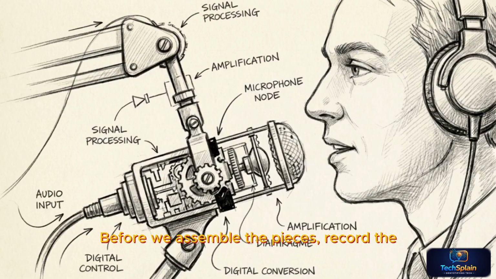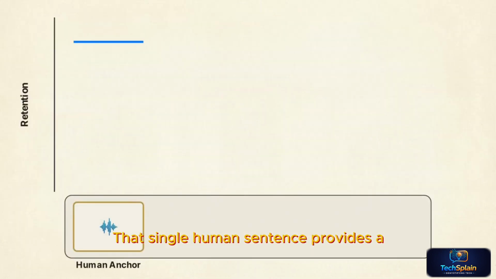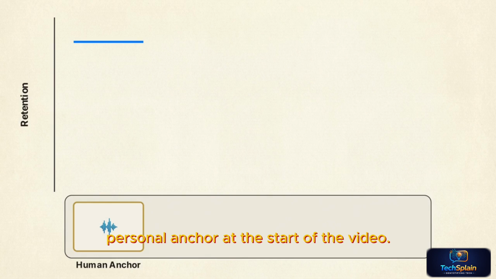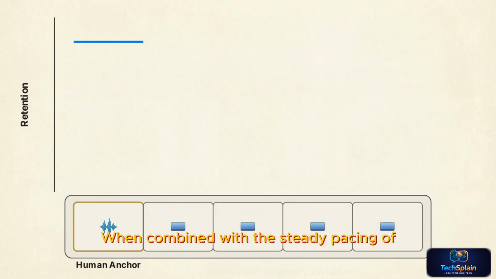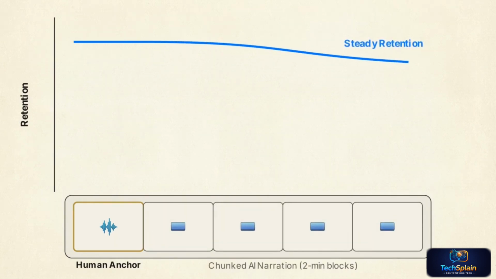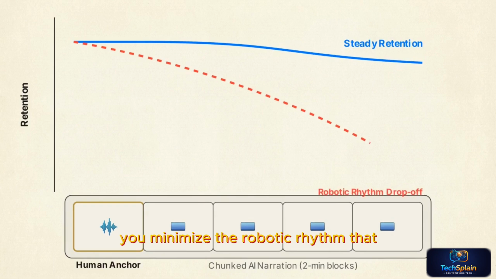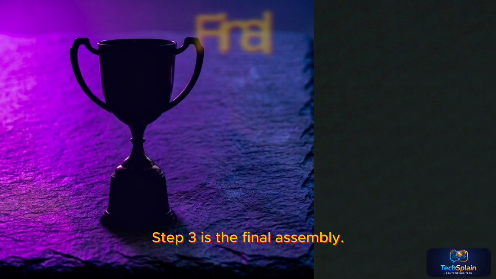Before we assemble the pieces, record the very first line of the video using your own voice. That single human sentence provides a personal anchor at the start of the video. When combined with the steady pacing of the 2-minute audio blocks, you minimize the robotic rhythm that typically leads to audience drop-offs. Step 3 is the final assembly.